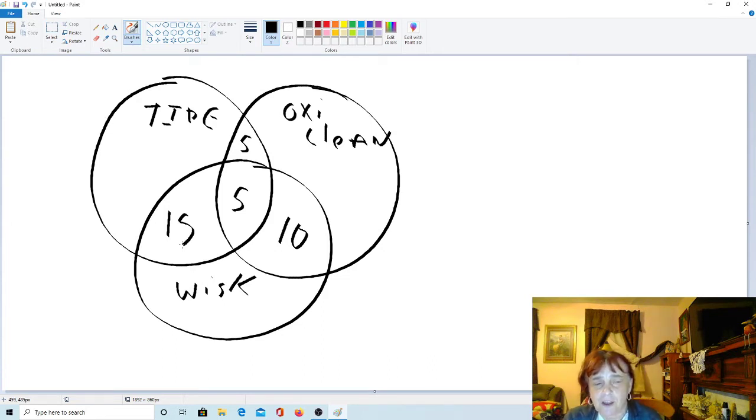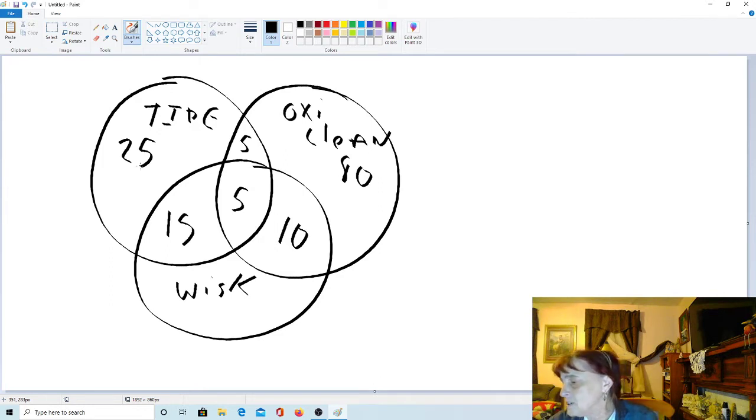And 30 use Whisk, so 10 and 15 is 25, and 5, so 0 use Whisk only. Okay, 100 use OxiClean, so you have 10 and 5 is 15, and 5 is 20, so 80 use OxiClean only. And 50 use Tide, so 15 and 5 is 20, and 25, so 25 use Tide only.